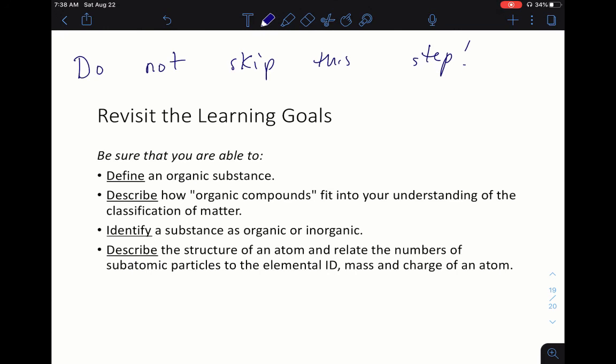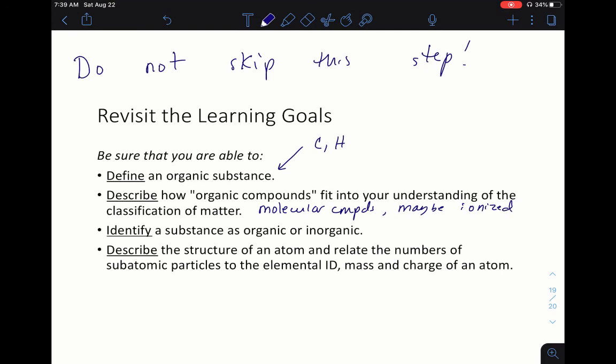Be sure that you're able to define an organic substance. The basic gist was that it contains carbon, hydrogen, and maybe some other elements. Describe how organic compounds fit into your understanding of the classification of matter. My basic point was that usually these are molecular substances because they always contain covalent bonds, but they may be ionized. And that's important because that ionization will affect their properties as we are going to discuss in detail as we progress in the class.